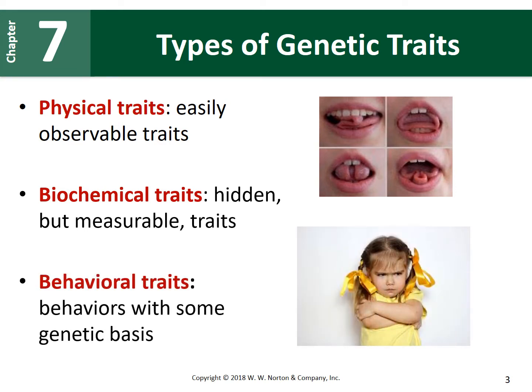A third type of genetic trait are behavioral traits. These are behaviors like being stubborn, like the little girl in the picture, and they have to have some genetic basis to them, so they can be passed down from parent to offspring. A lot of behavioral traits are also influenced by the environment in which the individual is exposed to or grows up in, and we'll look at that genetic versus environment and the influence on these different traits in a little bit.